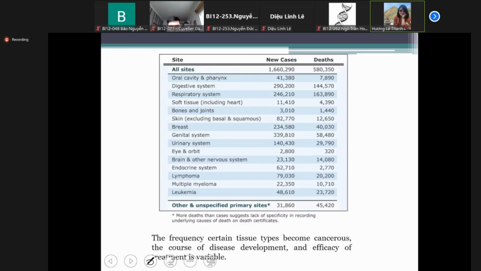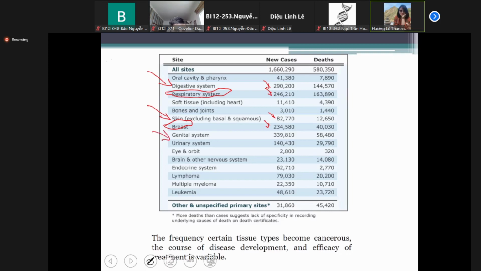And here the frequency at which certain tissues become cancerous, the cause of disease development, and the efficacy of treatment are variable. Now think about the types of cancer that are most common. We have some types of cancer like breast cancer, which is very common. In the respiratory system, we have lung cancer. In the digestive system, we have colon cancer, and skin also. So we have several types. The number of cases is very high in these cells.